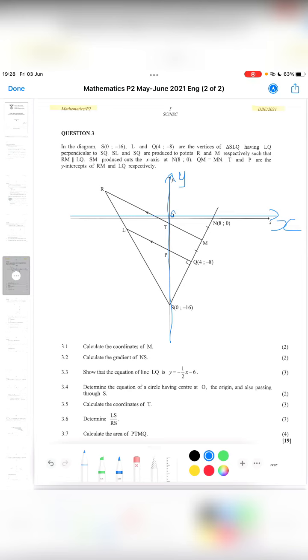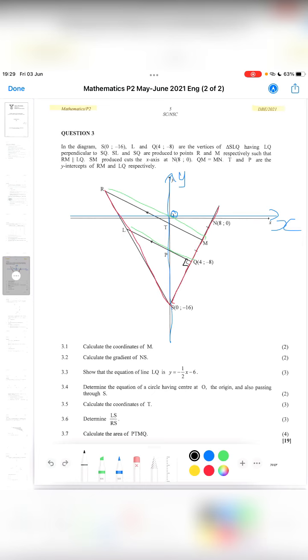So everything is drawn on a Cartesian plane. So what did they draw on that Cartesian plane? You can simply see that they drew that line and again that line. And on top of that, they also drew this line and again that line. And what they said is that this line of L and Q is actually perpendicular to that line over there.